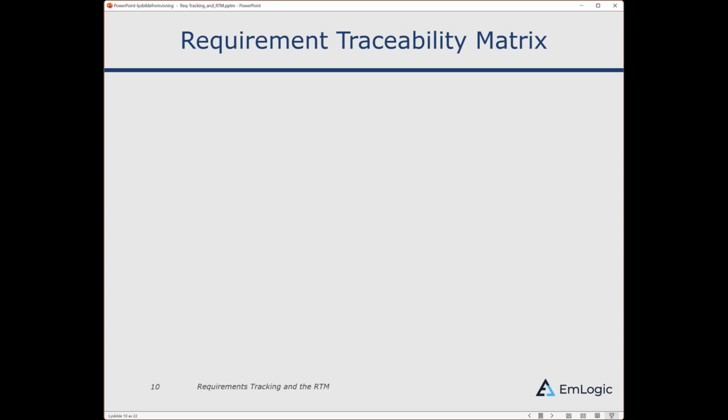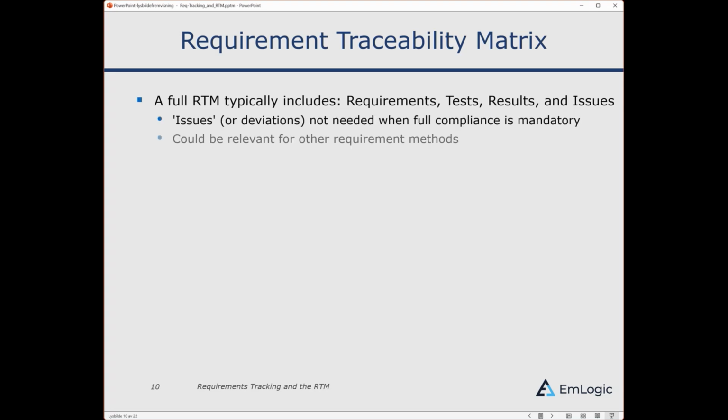Let's go back to the Requirements Traceability Matrix. So a full RTM typically includes the requirements, the test, results, and issues. And in my opinion, I think issues or deviations, whatever we call them, are not really needed in this table because we need to have full compliance anyway. It could be relevant for other requirement methods, but for simulation, as we're doing, I think we should always assure the requirement will give us a pass or fail, and that means, of course, a pass in the end anyway.